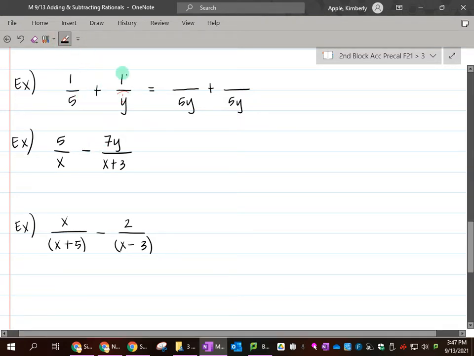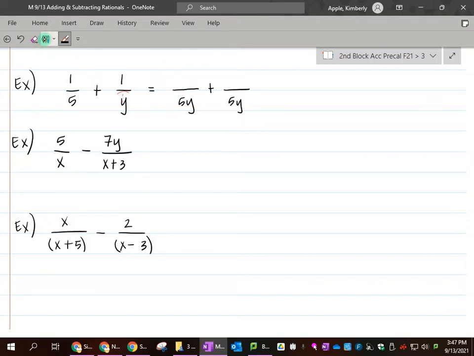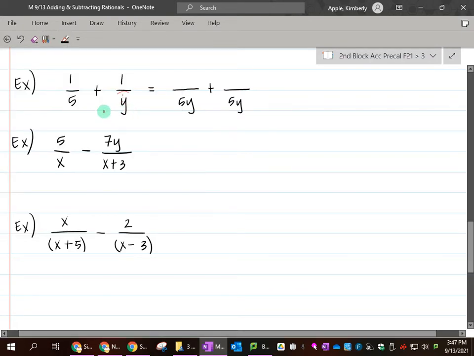But the only issue is I have to change this fraction into this one. And the way I do that is it's really magic, right? So you're going to look at it and you're going to be like, hey, this is just a 5.